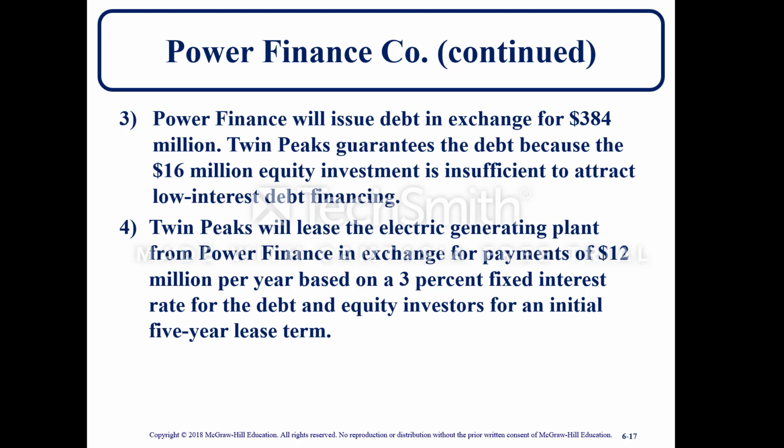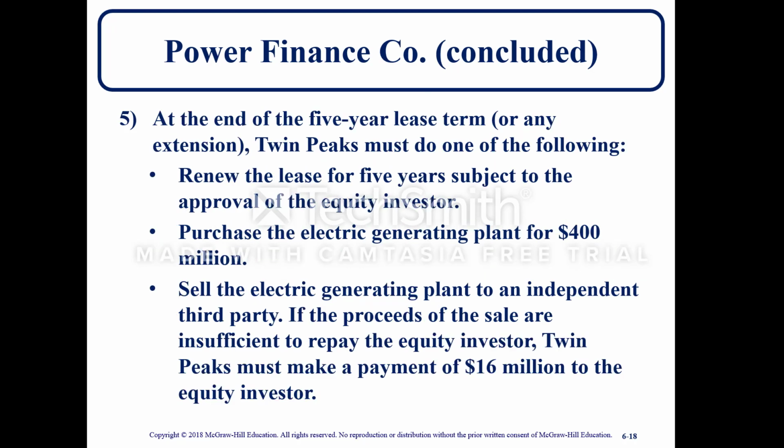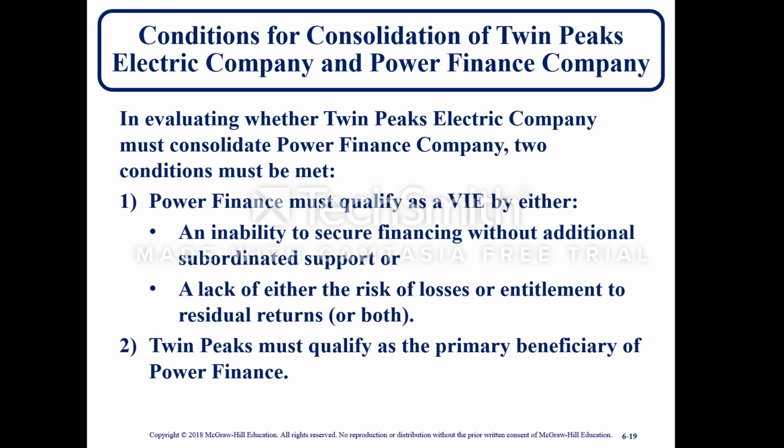Twin Peaks will lease the electric generating plant from Power Finance in exchange for payments of $12 million per year, based on a 3% fixed interest rate for the debt and equity investors, for an initial 5-year lease term. At the end of the 5-year lease term or any extension, Twin Peaks must do the following: renew the lease for 5 years, subject to the approval of the equity investor; purchase the electric generating plant for $400 million; or sell the electric generating plant to an independent third party, and if the proceeds of the sale are insufficient to repay the equity investor, Twin Peaks must make a payment of $16 million to the equity investor.